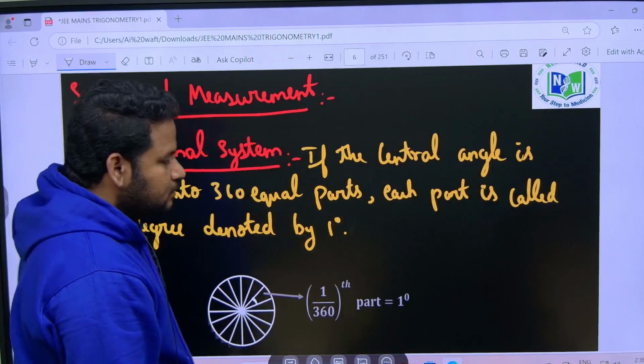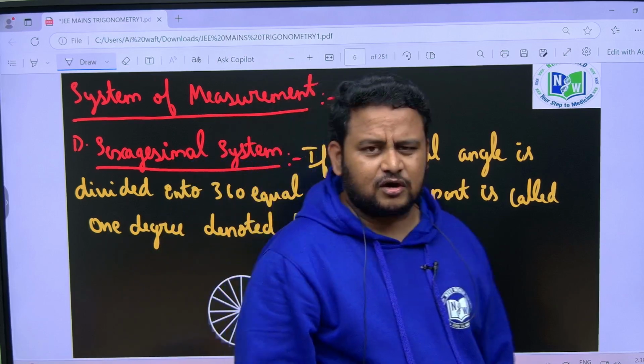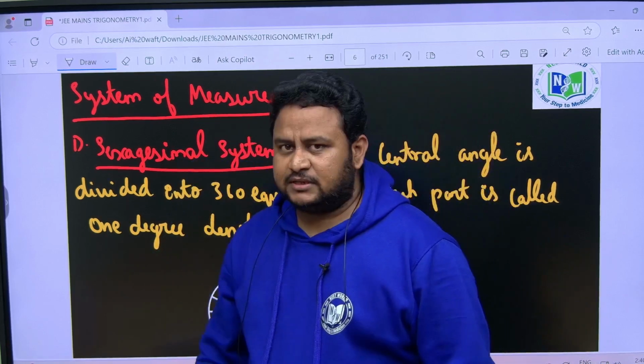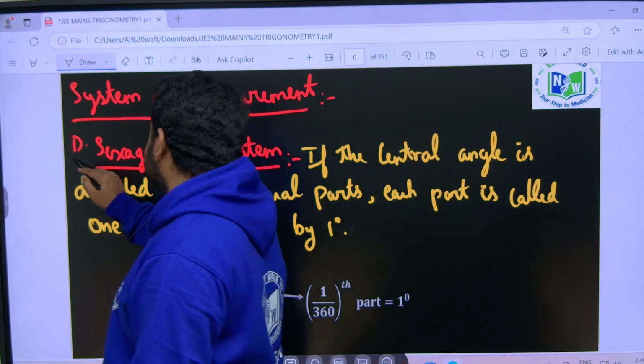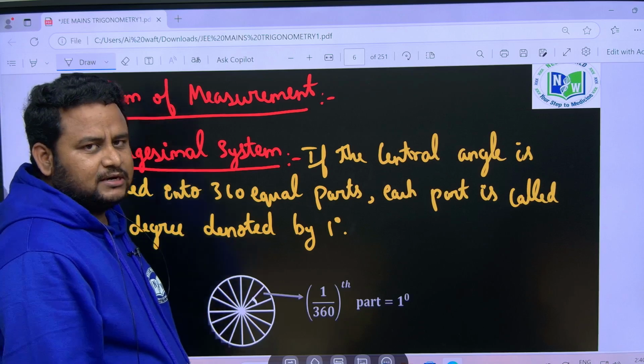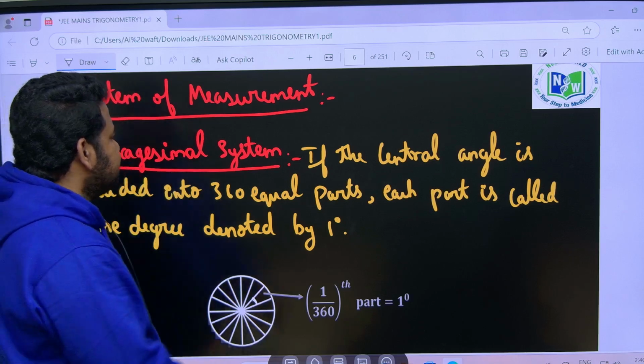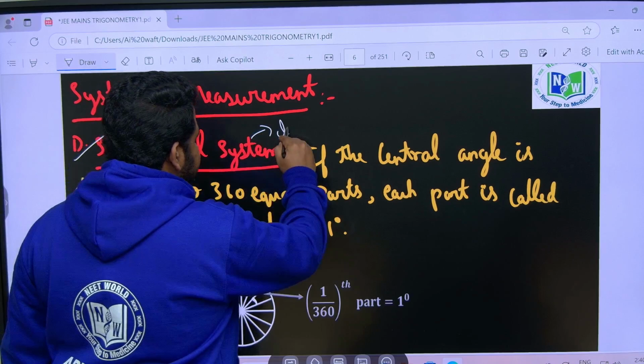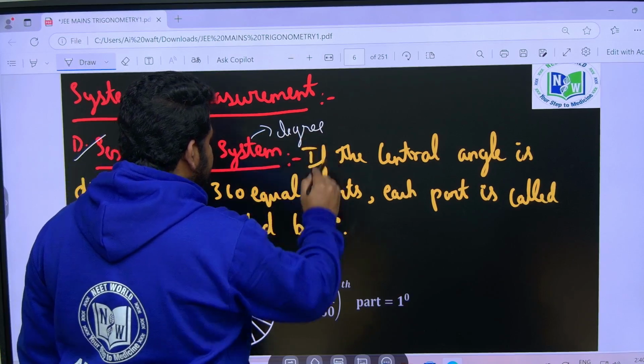So when you talk about measurement systems, there are two types of measurement. One is the sexagesimal system. Another one is the circular system or radian system. Sexagesimal system means where we measure in terms of degrees.